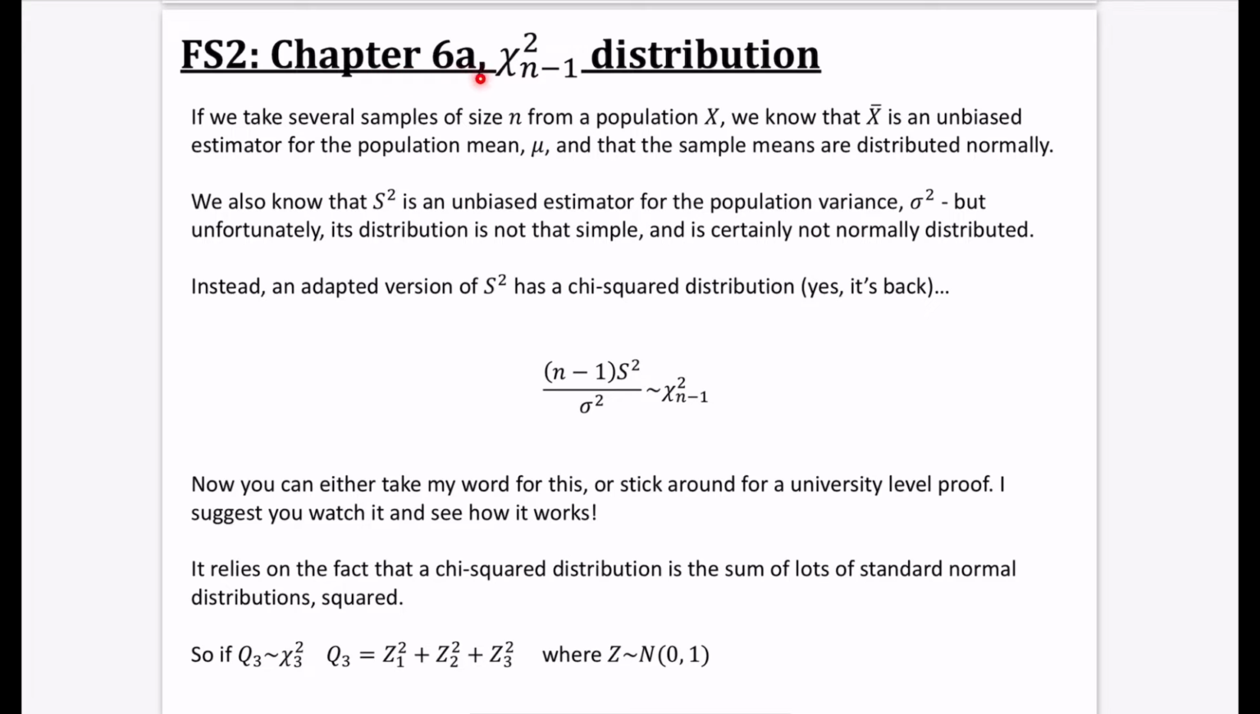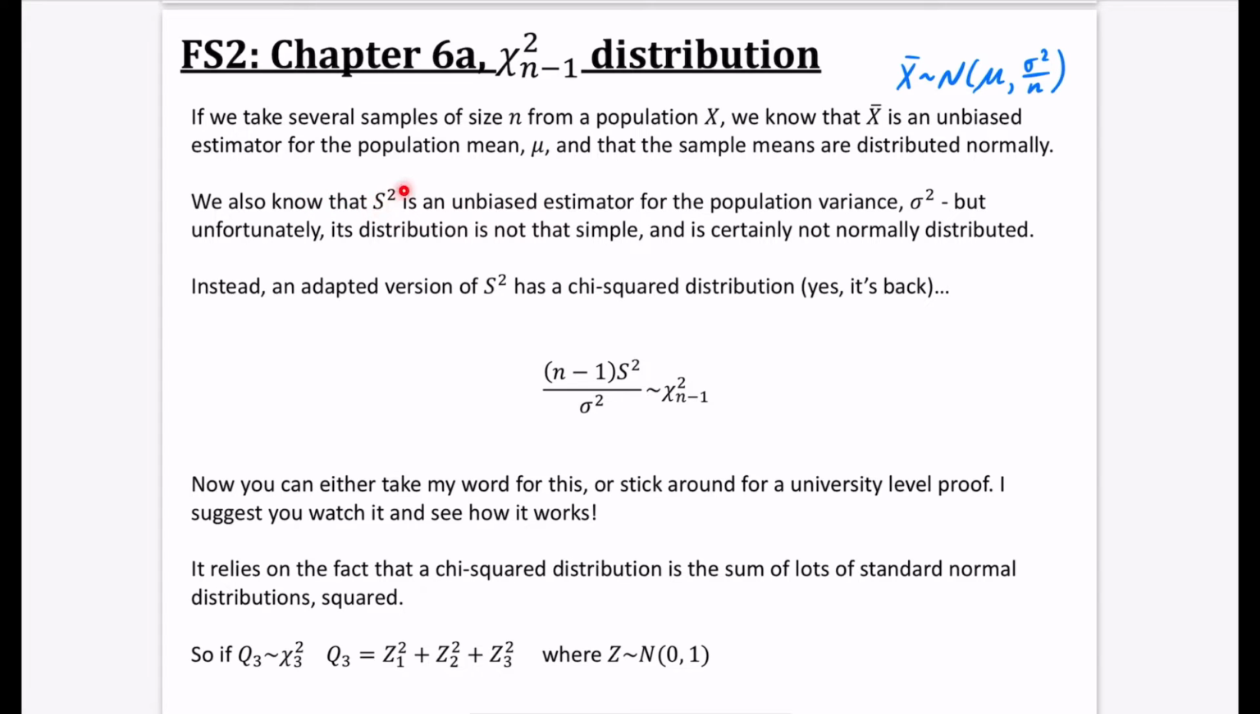So Further Stats 2, chapter 6A, we're looking at the chi-squared distribution, and really this is to do with variance. So let's just remind ourselves about what happens with the mean. If we take several samples of size n from a population X, we know that x bar is an unbiased estimator for the population mean mu, as long as n is big enough, and we know that the sample means are distributed normally. What I mean by this is we know that x bar has a normal distribution with a mean of mu and a variance of sigma squared over n. So we know the distribution of the sample means.